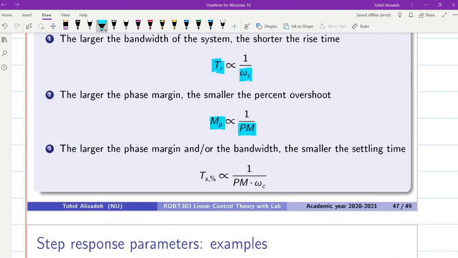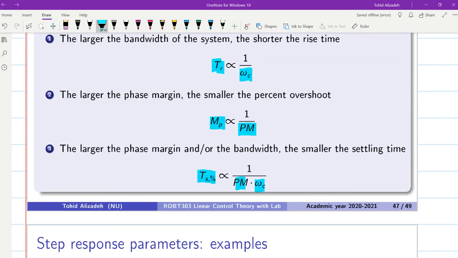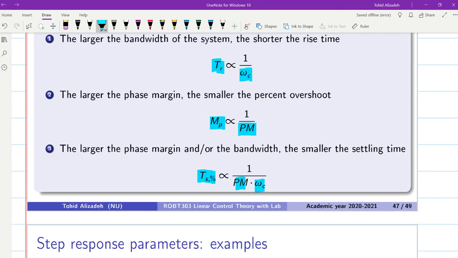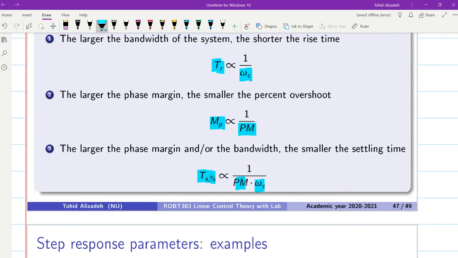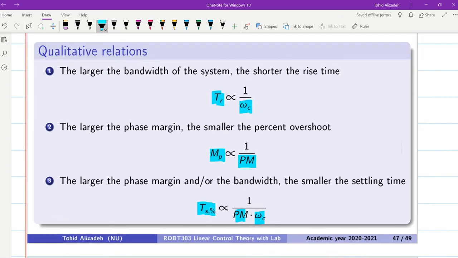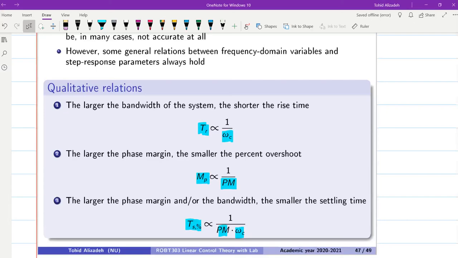And we also have the relation between the settling time and the phase margin and crossover frequency. So if you want to have a smaller settling time, the multiplication of the phase margin and the crossover frequency should become big. So you need to increase the phase margin times omega c in order to decrease the settling time. Alright, so I hope now you have an understanding of how the step response parameters of the closed loop system could be connected or related to the frequency domain parameters.